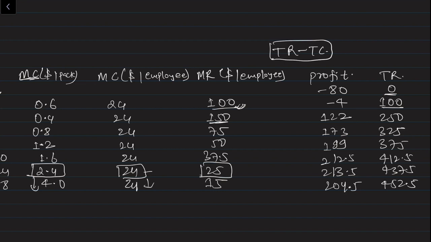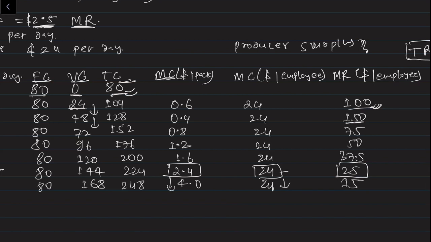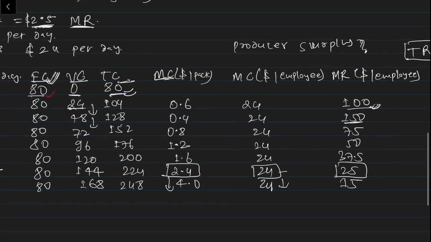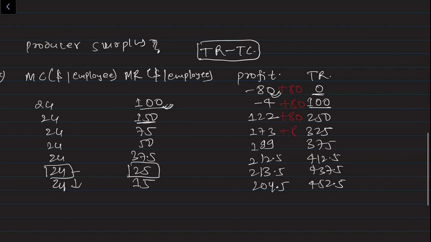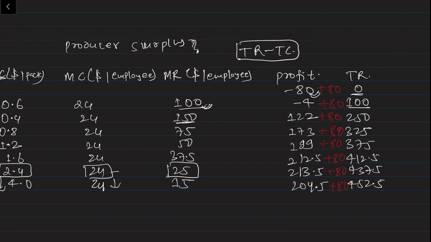Now let me ask one more question. What is the producer surplus? So to calculate the producer surplus, we do not take sunk cost into account. That is fixed cost. So fixed costs are sunk cost, and we do not consider this in our calculation. Okay, now while calculating the profit, we did take account of fixed cost, so we have to deduct that fixed amount from this profit. So what you can do is simply add 80. You can see $80 is the fixed cost, so you can add 80 to all of these values. Okay, and the final value will be your producer surplus. Okay, so this is how you can obtain profit as well as producer surplus.